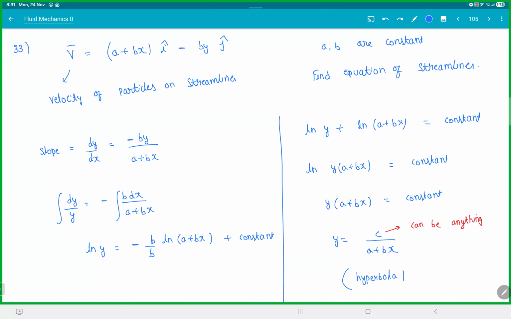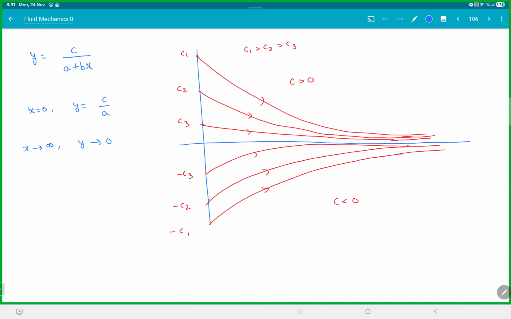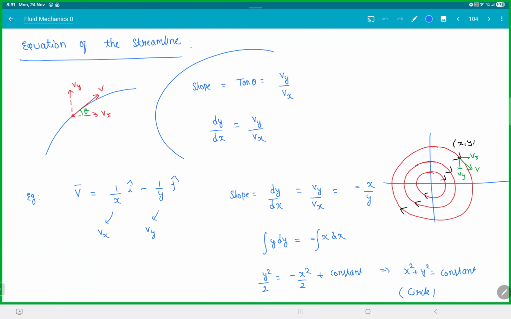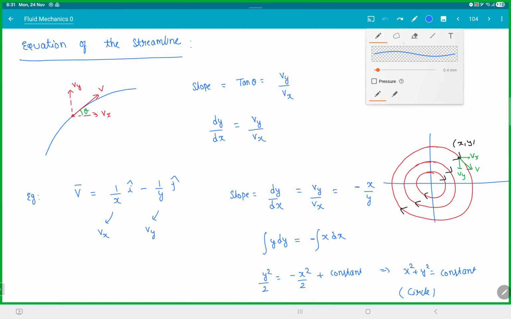which is actually a hyperbola. The value of C can be anything. When you try to plot the graph, this is how it looks. With different values of C, you get different lines. So the liquid is starting on the y-axis and it is converging on the x-axis at infinity. This is how the streamlines will look. This is the main thing, everyone. In case you forgot, you should definitely check this out.